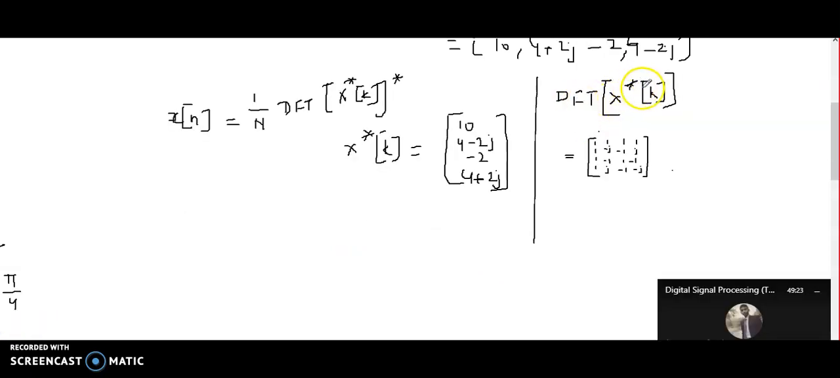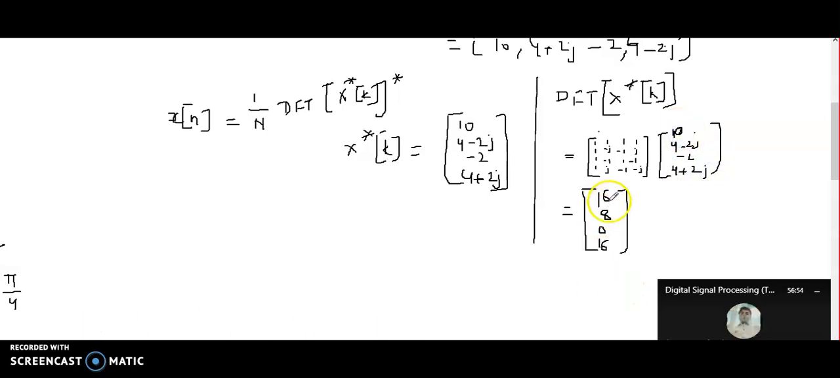The DFT of the complex conjugate of xk will be this matrix multiplied by this matrix. That is, 10, 4 minus 2j, minus 2, 4 plus 2j. Tell me its value. So it will come out to be 16 8 0 16. I hope everyone got it.